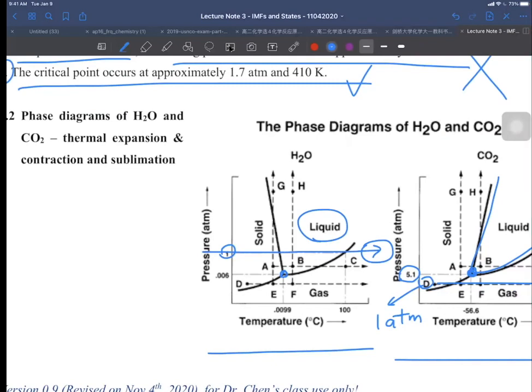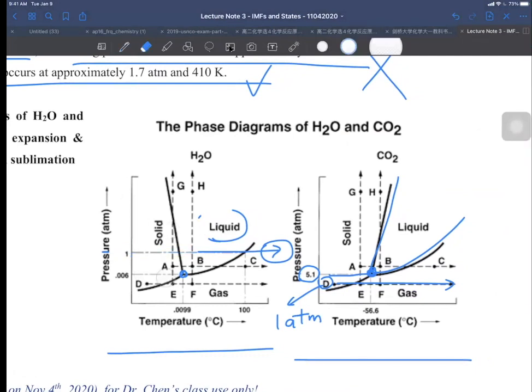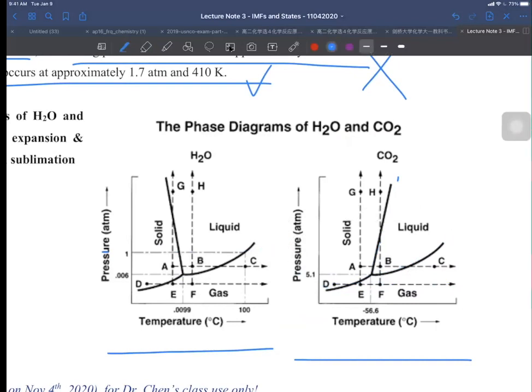But what is the special property of the phase diagram of water? If you have a look at the slope of the solid-liquid line, you probably see the slope here is negative, but the slope here is positive. What is this about? This is related to thermal expansion. What does it mean? So if we fix the temperature, let's say this line, the FH line, fix the temperature and increase the pressure.